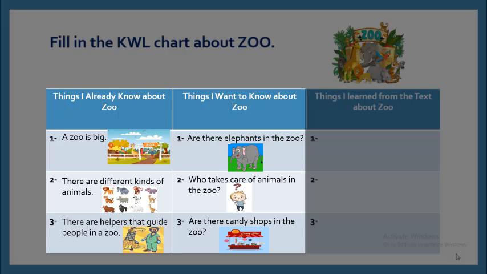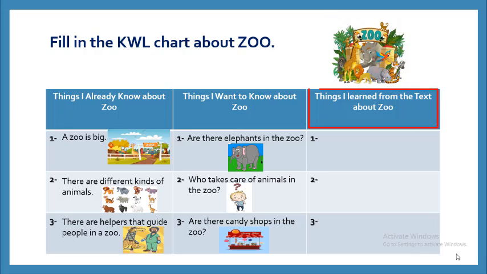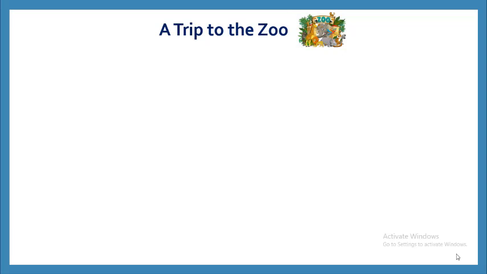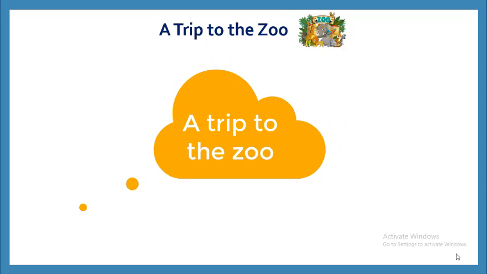Well, we are going to get the answers from the text, and you're going to tell me later what things you will learn about the zoo from the text. The title of the text is A Trip to the Zoo. When you hear such a title, what do you think the text is about? Great! So you think the text will talk about a trip to the zoo.